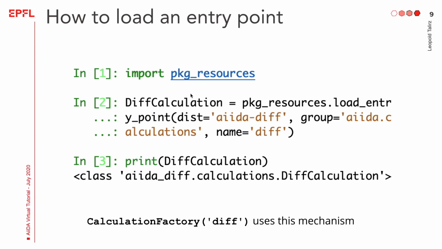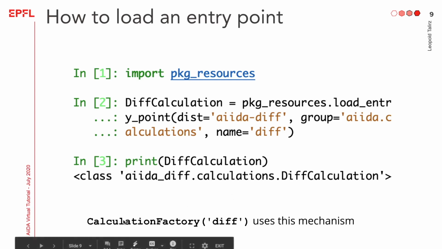And so we've stored this inside the diff calculation here, and if you print it, you will see that you get the actual class definition back. So this is, for example, what the calculation factory of AiiDA does behind the hood.